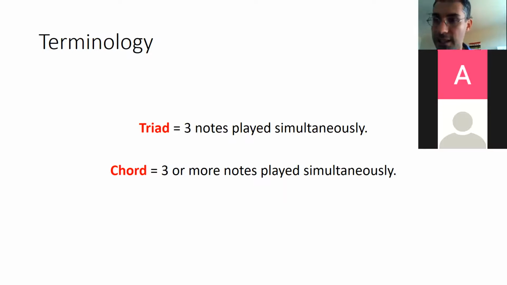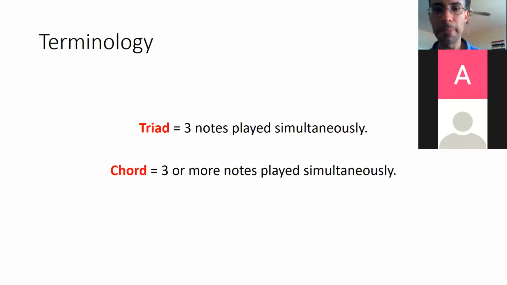Good. All right. So here's C, E, G. At the moment, I'm playing them one after each other. Okay? Listen. 1, 2, 3. They happen one after each other. But a triad is when we play them all together like this. So instead of having them separately, which is melodic, we have them all together, which is harmonic.